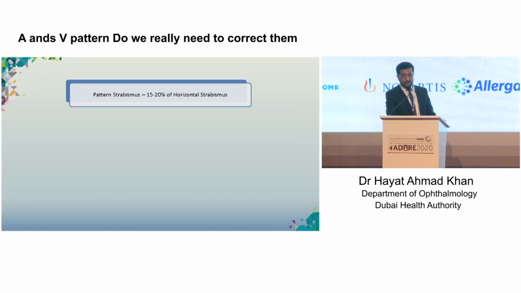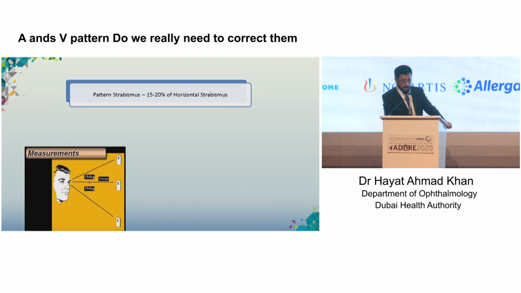So we will be addressing this topic, pattern strabismus, which constitutes about 15 to 20% of all cases of horizontal strabismus. Most importantly, how to measure. We need to be sure the measurements are correct and we are objective.